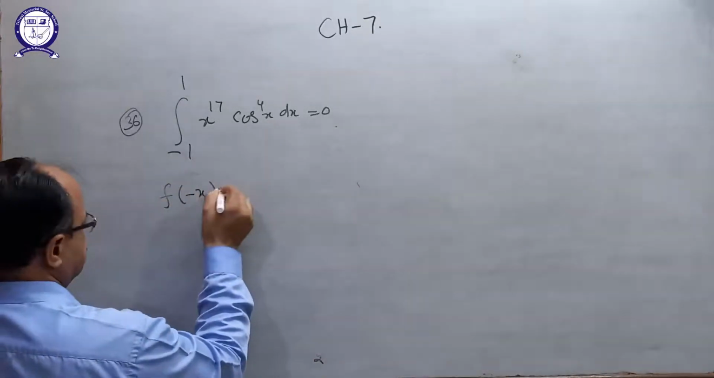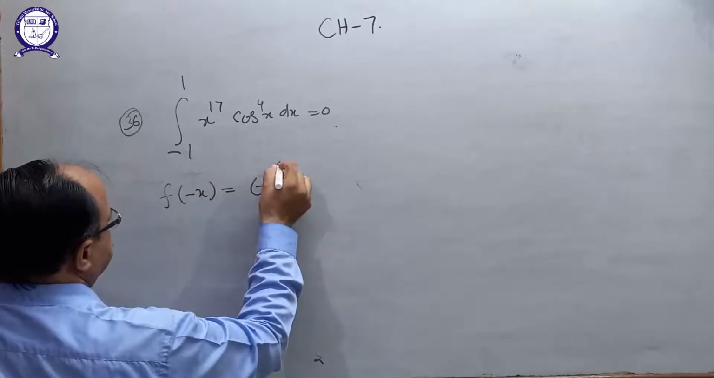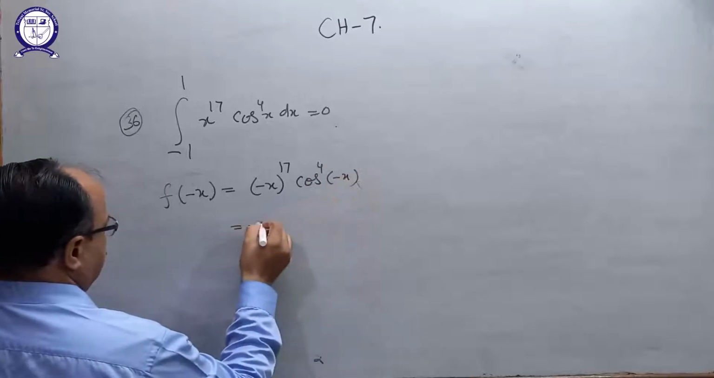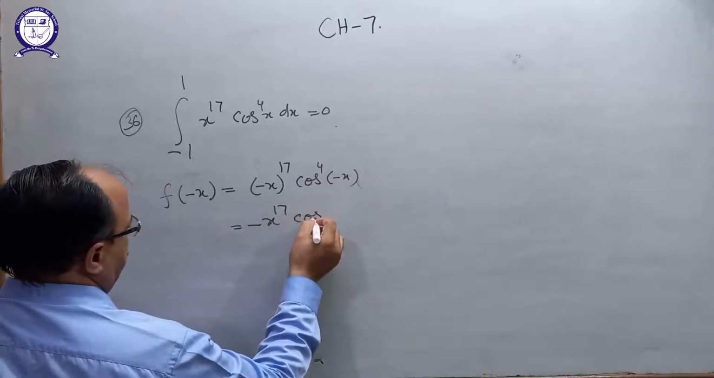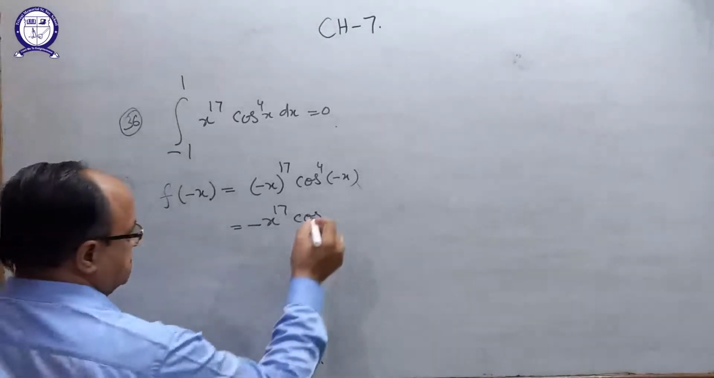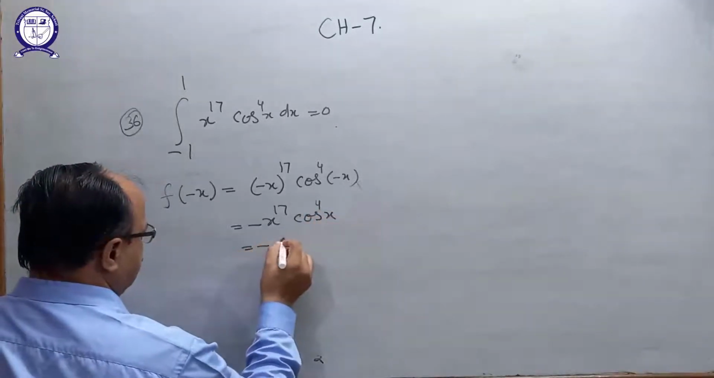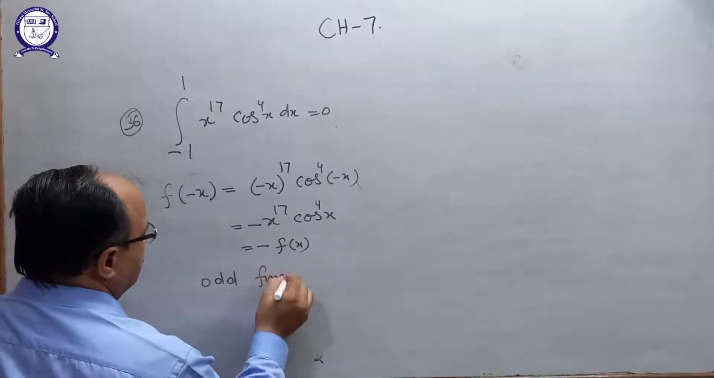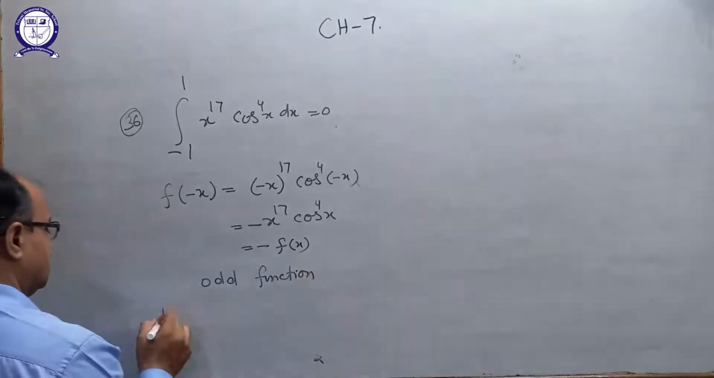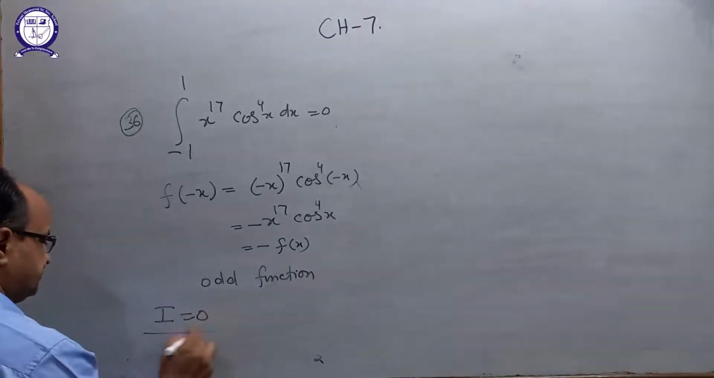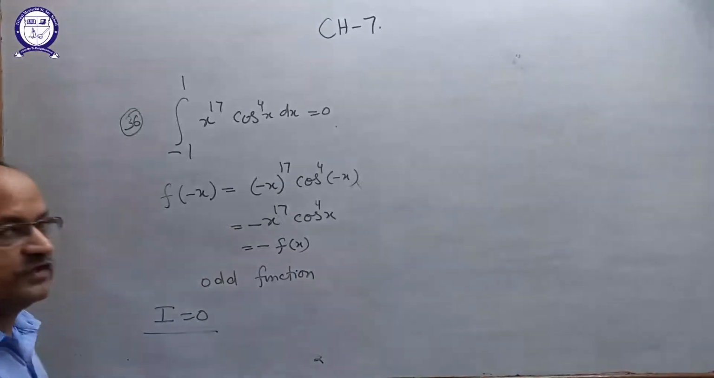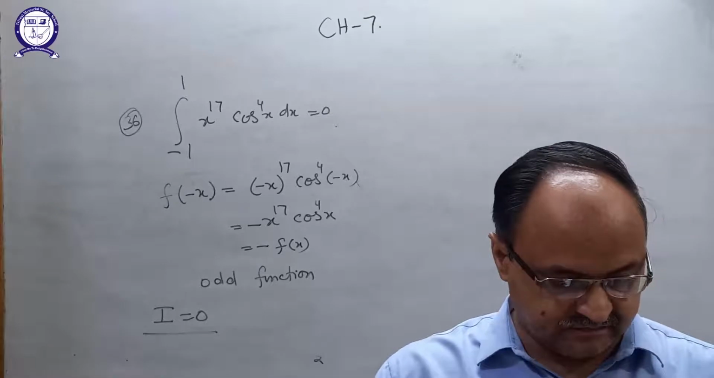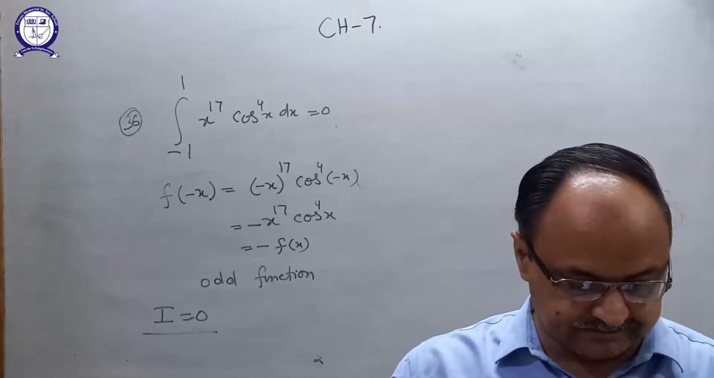f of minus x, that is minus x to the power 17 and cos to the power 4 of minus x, that is minus x to the power 17 and cos of minus x, you know, cos x, that is equal to minus f of x. That means it is an odd function, and in an odd function the answer is 0. You know very well. If the function is odd, then the answer of this question is 0. Clear?